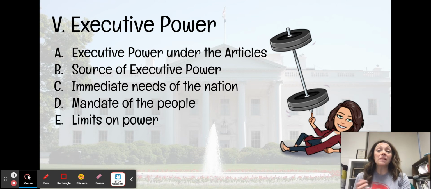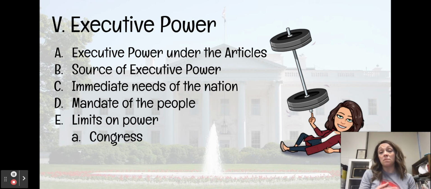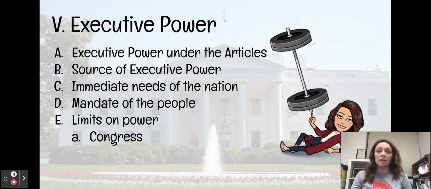Now, we also have some limits that are placed on presidential power, and we'll get more into that in another video, but presidents can't do whatever they want. They are limited by Congress, right? How are they limited by Congress? Well, Congress has the authority to make laws, but the president has to sign those bills into law, right? But sometimes if Congress doesn't like something that the president has vetoed, then they can override his veto. So the president can't just do whatever he wants.